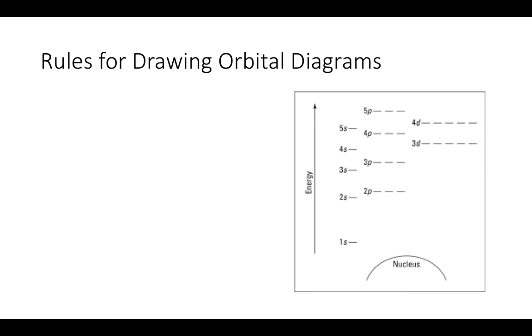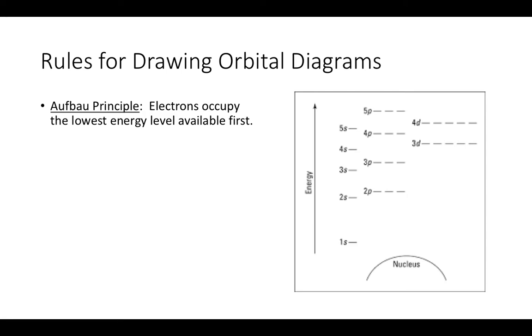We do have rules for drawing our orbital diagrams. The first rule is the Aufbau principle, and this states that electrons occupy the lowest energy level available first. I lovingly consider the electron to be the teenager of the subatomic world, meaning electrons really want to exist at the lowest energy possible. It's not that they aren't willing to exist at a higher energy, but if there is a lower energy available, they're going to choose that. And like I said, I consider him the teenager of the subatomic world with love in my heart. Lowest energy level available first.